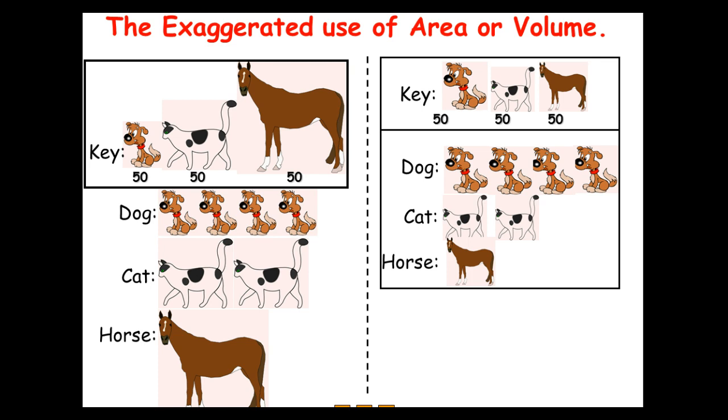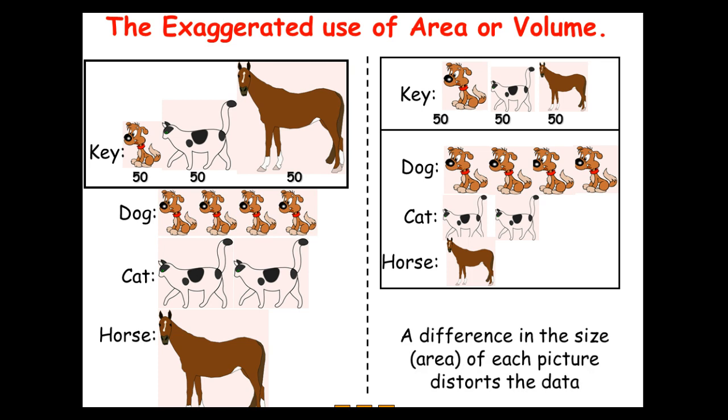So the more correct way to draw a picture graph without distorting the information being presented is on the right. You have your key, the dog, the cat, and the horse all being about the same size. Okay, so even though in real life dogs, cats, and horses aren't the same size, in a data presentation, you can see then that the image of the dogs represents that there's more dogs than there are horses, and to the perspective that it was designed to be. So a difference in the size or the area of each picture distorts the data.